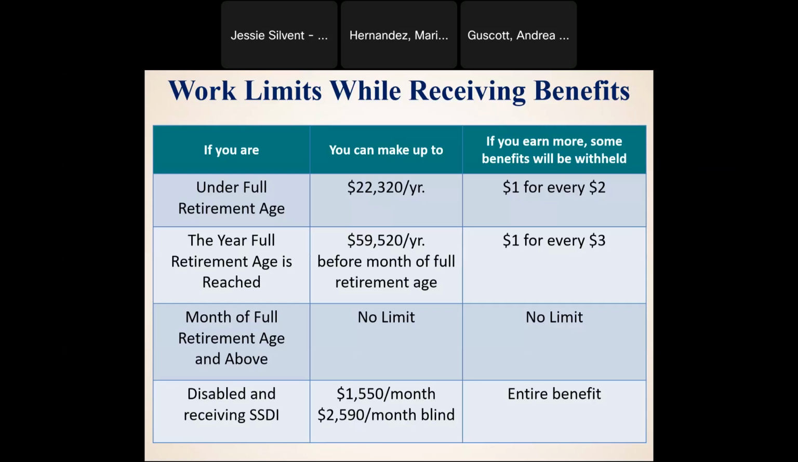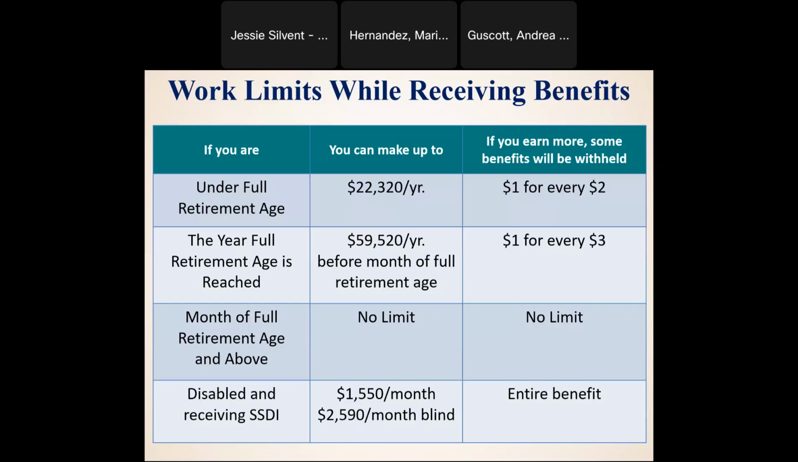Now, for someone who is filing for benefits in the year of their full retirement age, which is based on a person's date of birth, that limit increases to $59,520 for the year, and we only look at the months from January up to the month before they reach their full retirement age. So, for example, if someone reaches their full retirement age in October of this year and they wish to file for benefits effective this month, August, SSA will only consider their earnings from January through September. So if they're under that $59,520 limit, no benefits will be withheld from them.